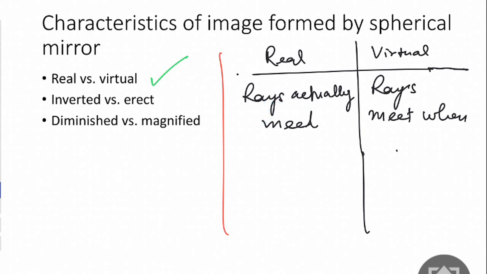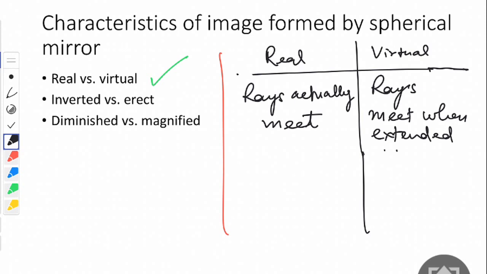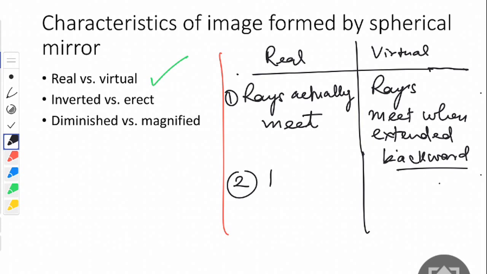Okay, so in real, rays actually meet, and in virtual, rays meet when extended backward. This is one property. The second property is that in case of real, the image is always inverted, and you will see this. Don't worry about it, I'll show it to you. It's inverted, and here it is erect.